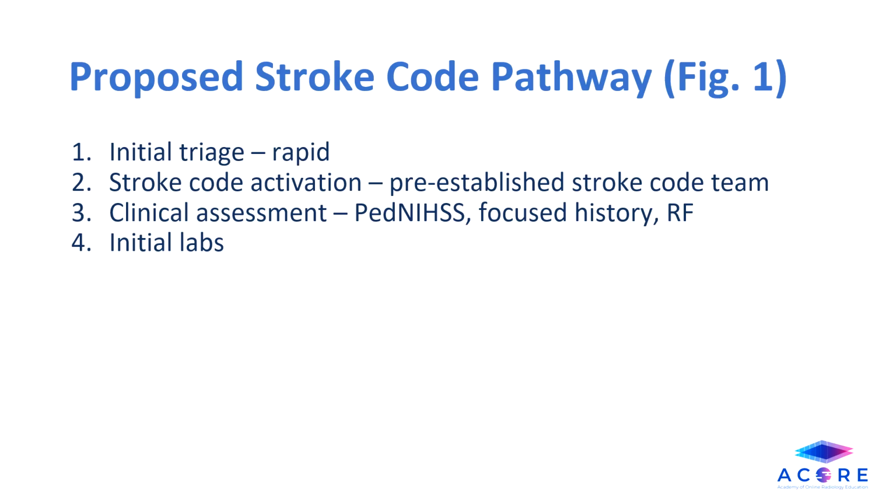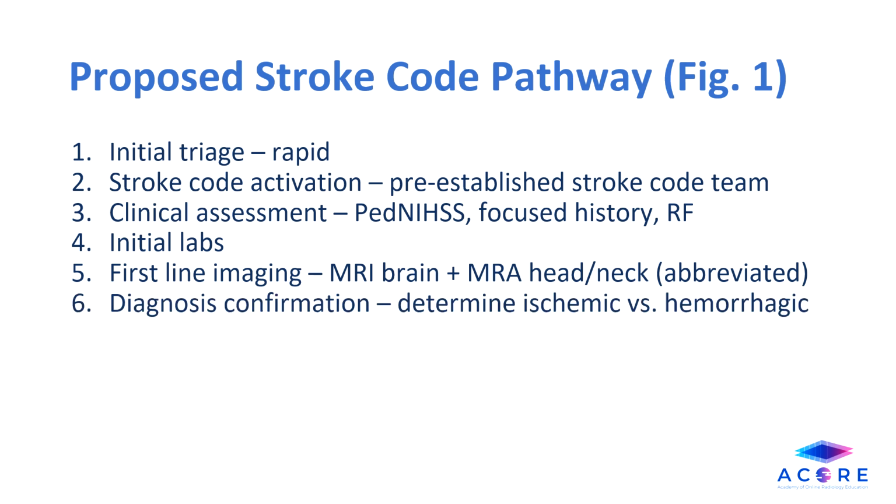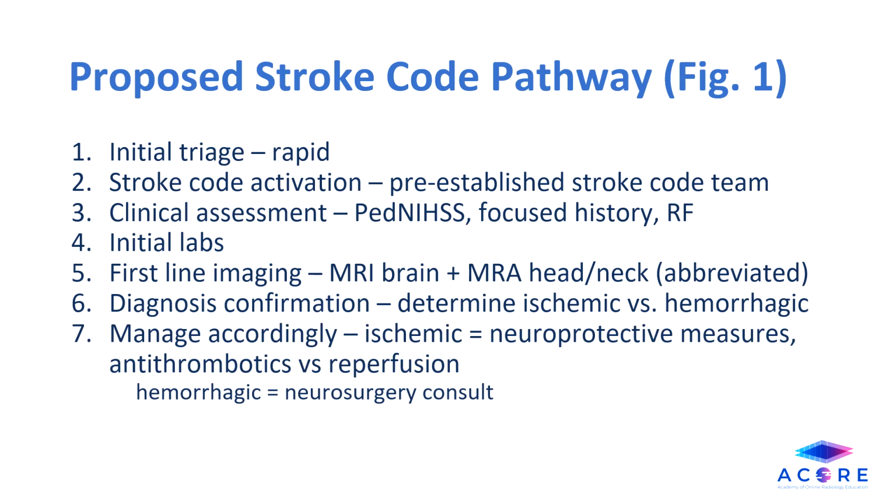As we discussed, these include CBC, coags, inflammatory markers, and blood cultures, and then neuroimaging should be done. First line is MRI brain with an MRI head and neck abbreviated protocol, but a non-contrast CT with or without a CTA can be performed if you suspect hemorrhage or if MRI is unavailable. At this point, the diagnosis should be confirmed, and the healthcare team should determine whether it's ischemic or hemorrhagic stroke, and this will determine management.